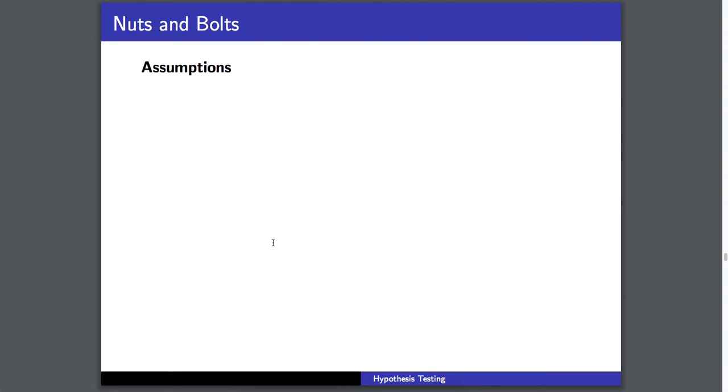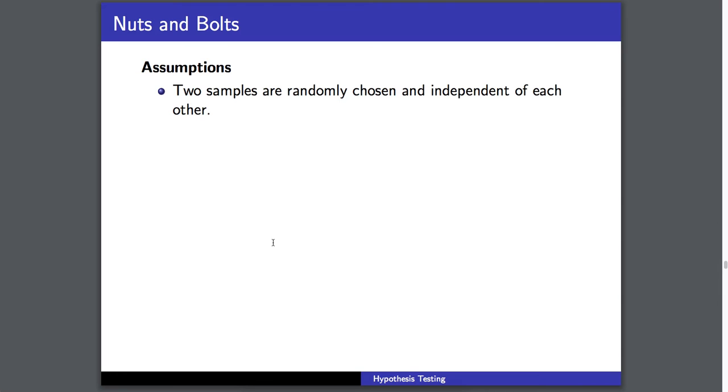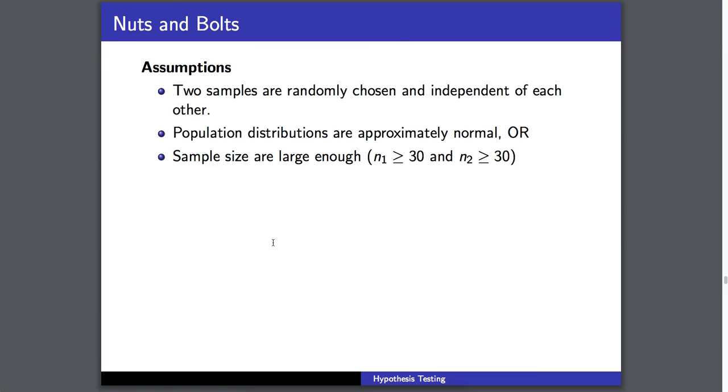In other words, we will not be pooling our data together. Some assumptions we need to make for independent samples are that the two samples are randomly chosen and independent of each other. Again, we cannot have any sort of natural pairing of the data. We can't have a before and after for independent samples. Our population distributions are approximately normal, or our sample sizes are large enough, in other words, each of these samples is 30 or higher. Very similar to some of the other ones we've talked about in the past, once we get that magic number of 30, our assumptions will work out.